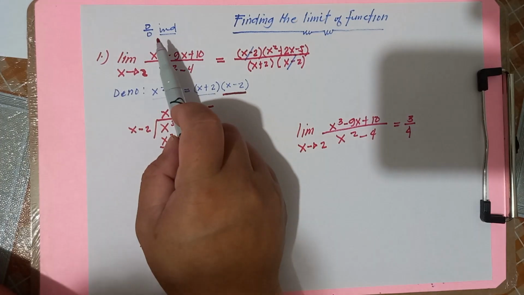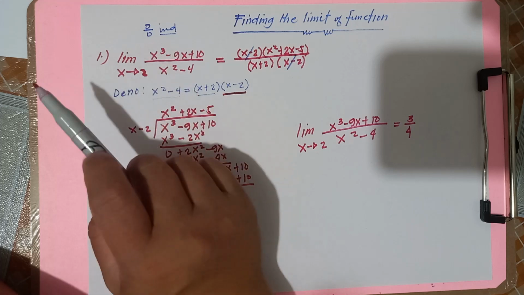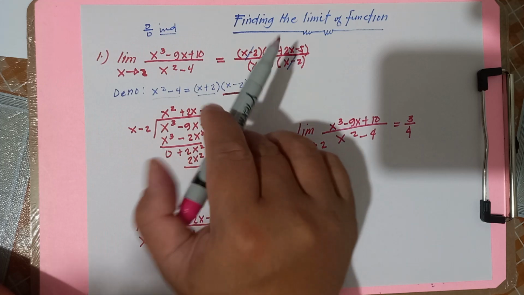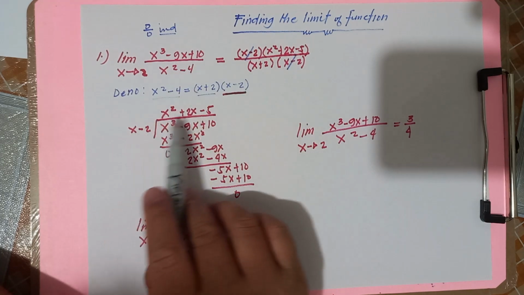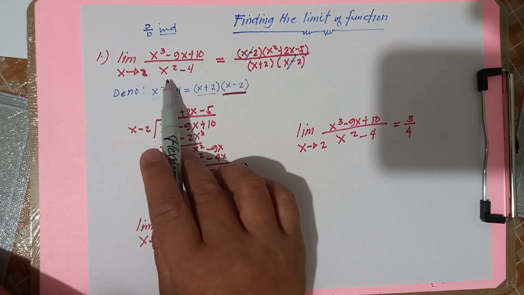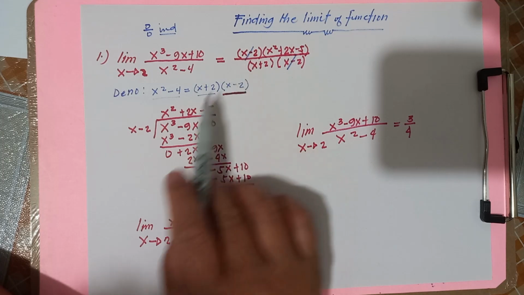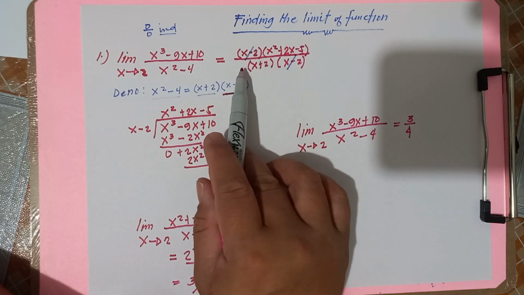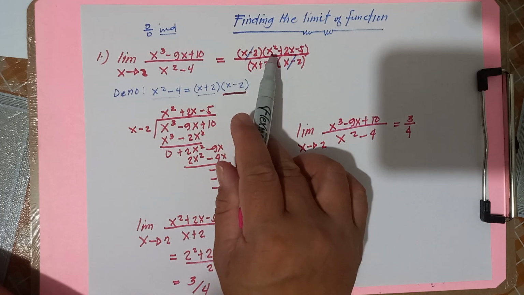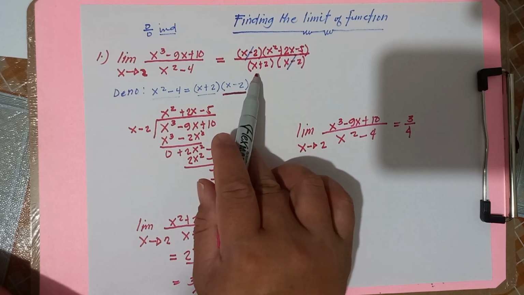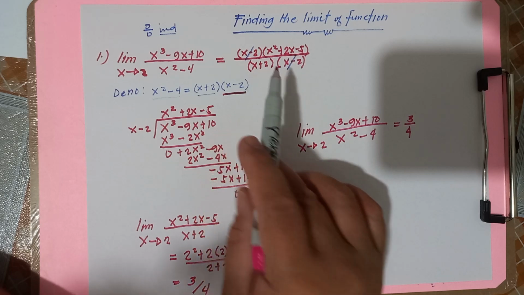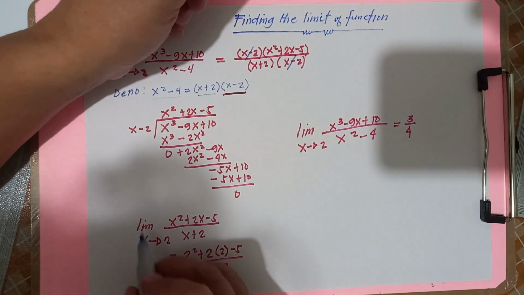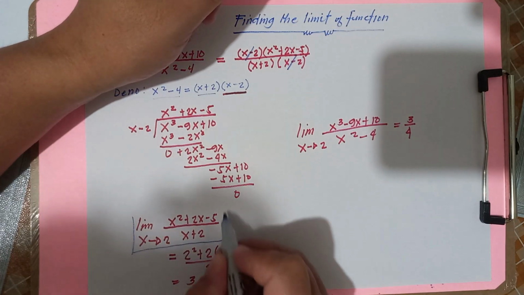A while ago, it was indeterminate. But because we have to find ways to look for the limit, we reduce them. By how? We get the factor of the numerator. We use synthetic division, and we get the factors of the numerator. And then after that, the denominator, as you can see, they have a common factor, so that is cancelled out. What is left now is x raised to 2 plus 2x minus 5 over x plus 2, I should say. So we have here now the reduced limit.